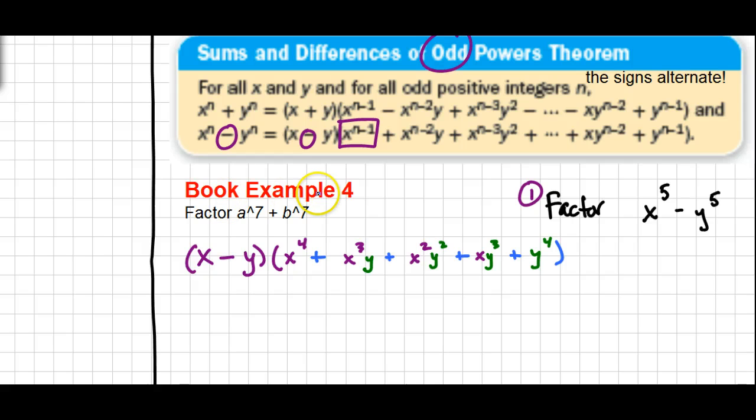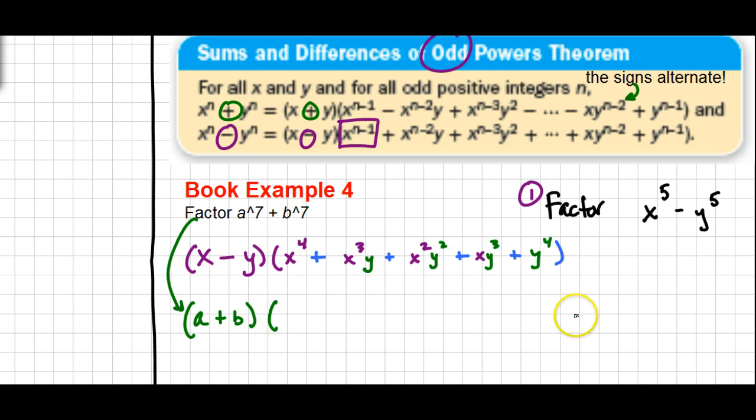Let's do the last one, which is book example 4. We're going to do that kind of down below here. So it's the same type of setup, but now we're just going to have powers of 7. And we're going to use a's and b's instead of x's and y's. So again, I take the 7th root of each piece, so it's going to be just a and b. When you're doing a sum, the signs are going to be the same at the beginning, but then the signs are going to alternate after that. So when it's a sum, make sure you have your signs alternating, just like we did with the cubes.